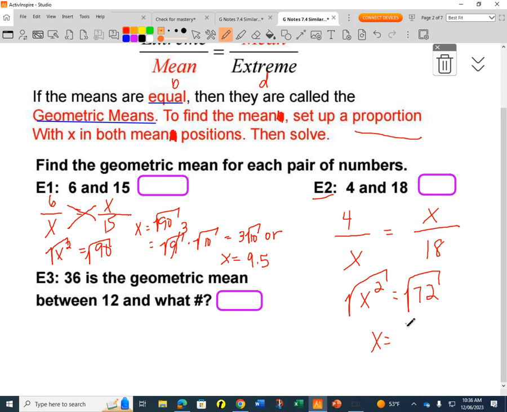Everybody clear? Okay. So what is the square root of 72? Somebody help me out. Tamara? 8.5.